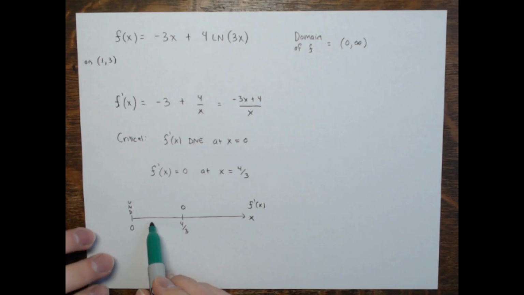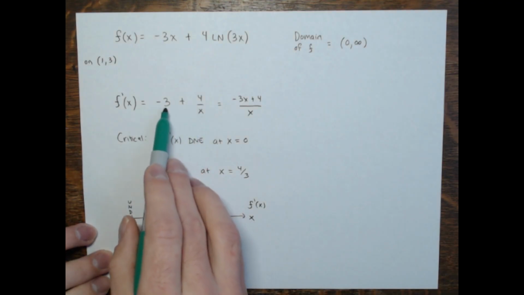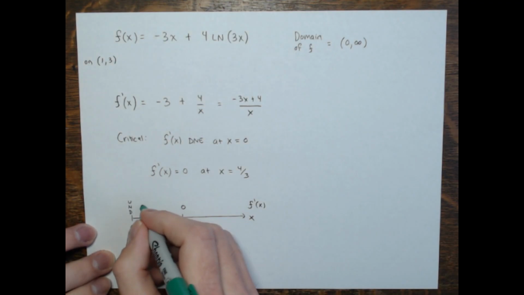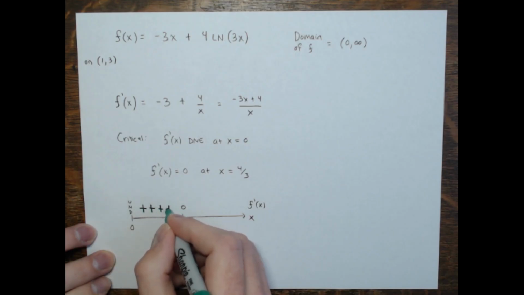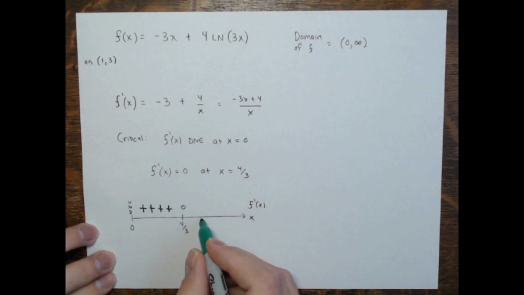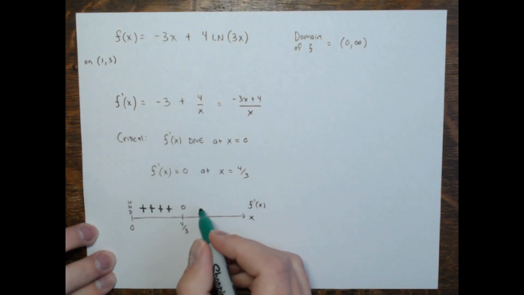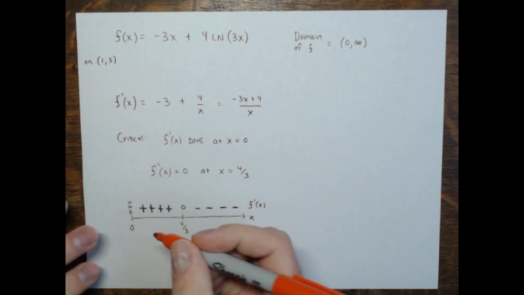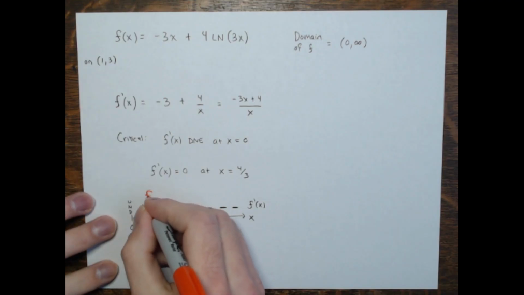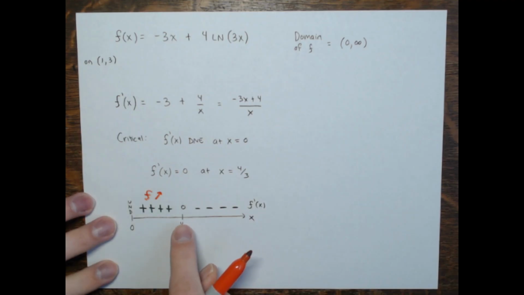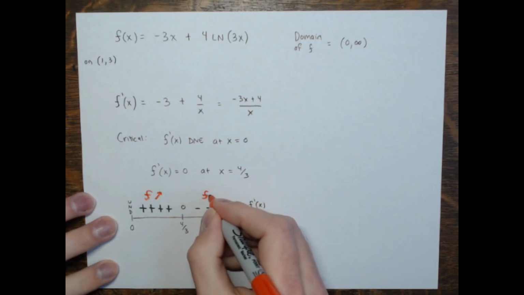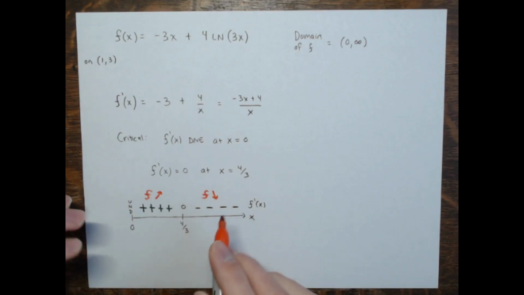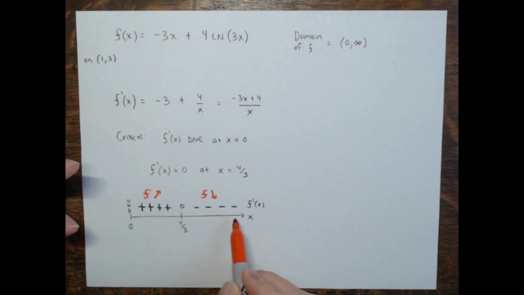If you plug in, say, 1, something to the left of 4/3, into the derivative, you'd have -3 plus 4, which would be positive. So you have positive derivatives between 0 and 4/3. Then plug in something larger like 2, and you'd have -3 plus 2, which would be negative. You have negative derivatives beyond 4/3. So the graph of f is increasing up until x is 4/3, and then decreasing, going down, to the right of 4/3.